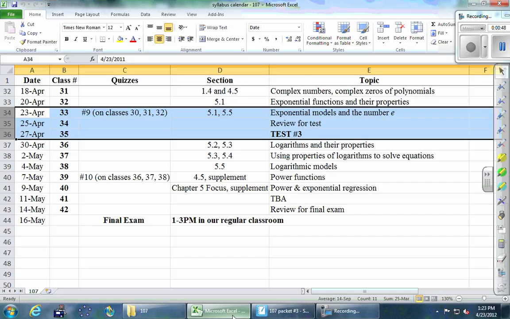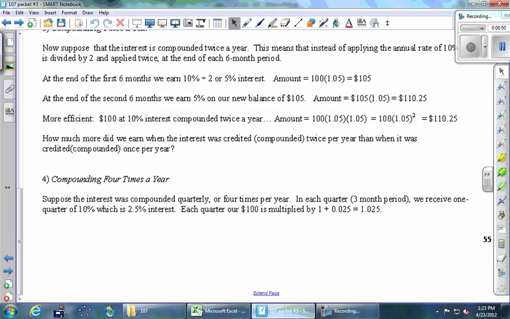Okay, then let's go ahead and take a look on page 55. Page 55 works through this concept of compound interest. So for example, if you have $100 in a bank account and it earns 10% interest per year, how much interest do you get at the end of that year? $100 at 10%, you get $10, right?